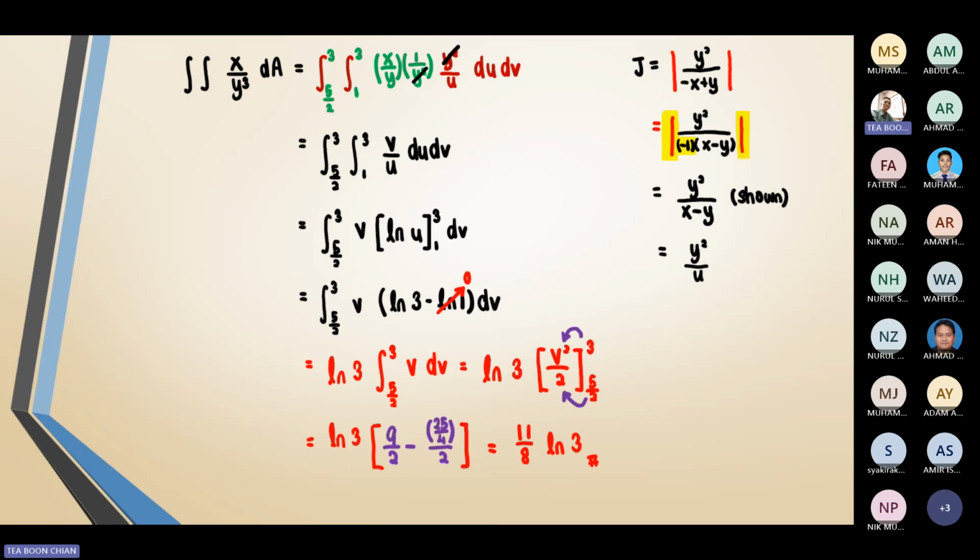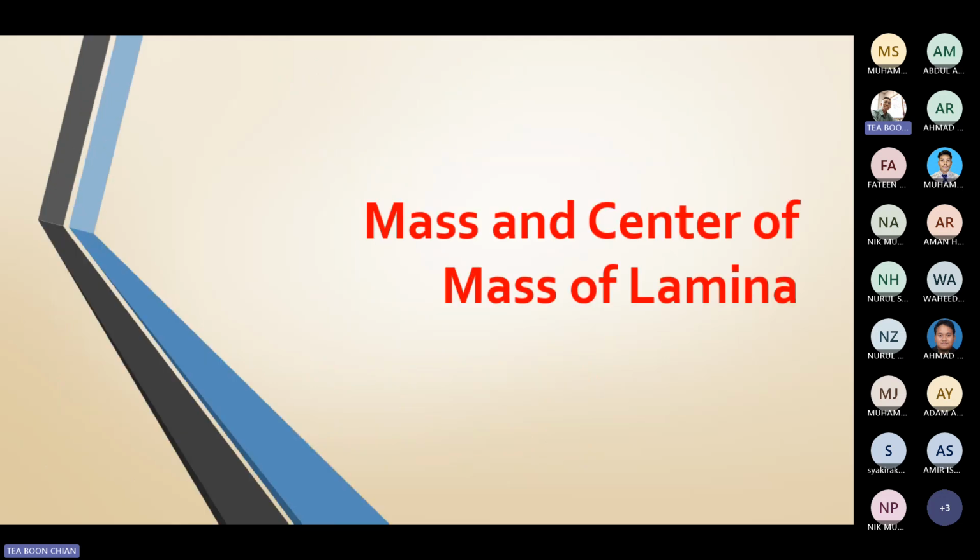So only 2 questions. Yes, I would like to go through with you just a quick revision and also to recap some of the things that you have learned before in UV transformation. Okay, as usual, any questions, or if you want me to demonstrate some questions that you are not familiar with, you can always let me know in the chat box. Now, after the UV transformation topic, the next will be mass and center of mass of lamina.